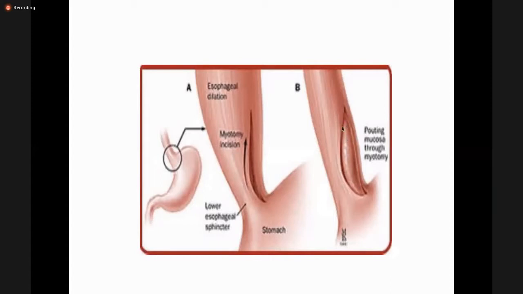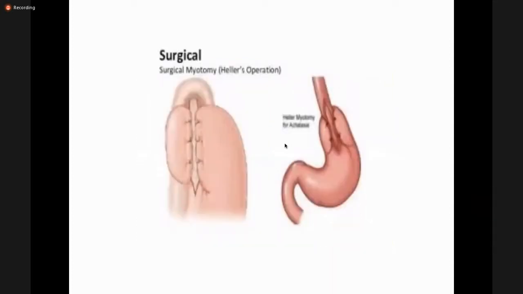You can see now the muscles have been cut. Now the mucosa is popping. So this is the principle of this surgery, which is called Heller's myotomy. And as the sphincter is cut, so what will happen? It may lead to reflux of the stomach contents into the esophagus, because now the valve is not competent. It cannot be closed, so the passage will stay patent.